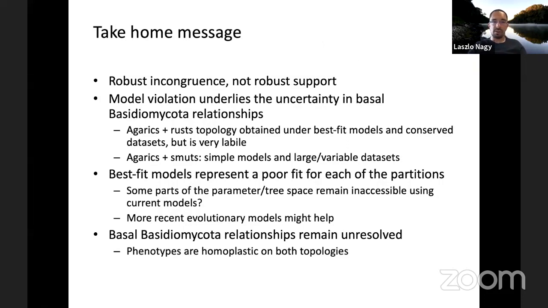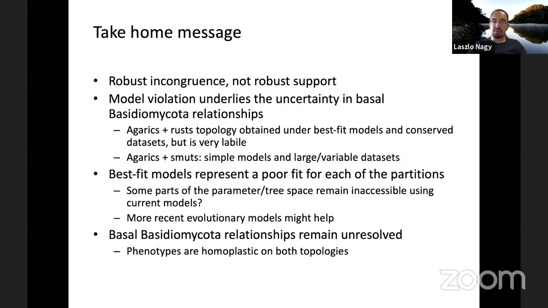So to summarize my talk, in the basal basidiomycota relationships, we saw robust incongruence rather than robust support, as is usually the case with genome scale phylogenies. We suspect that model violation underlies the uncertainty of resolving basal basidiomycota relationships. We have two kinds of evidence for that. And we also saw that best fit models still represent a pretty poor fit for each of the partitions in our data. This was probably the most surprising finding in our study.